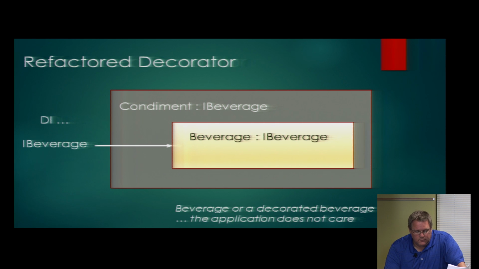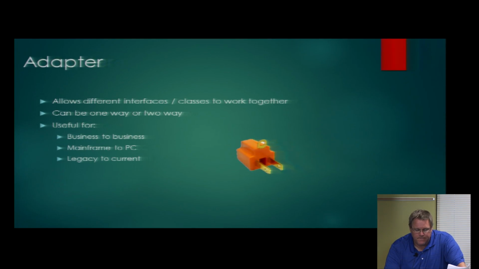And that's just kind of an example of how they're wrapped around each other, okay? Adapter, this is one I use a lot. I do a lot of work with related systems or getting data to and from somebody else's system into one of my systems, especially mainframe stuff coming down, things like that. So adapters are something I use a lot. They're really useful business to business, mainframe to PC, legacy to current applications, okay?